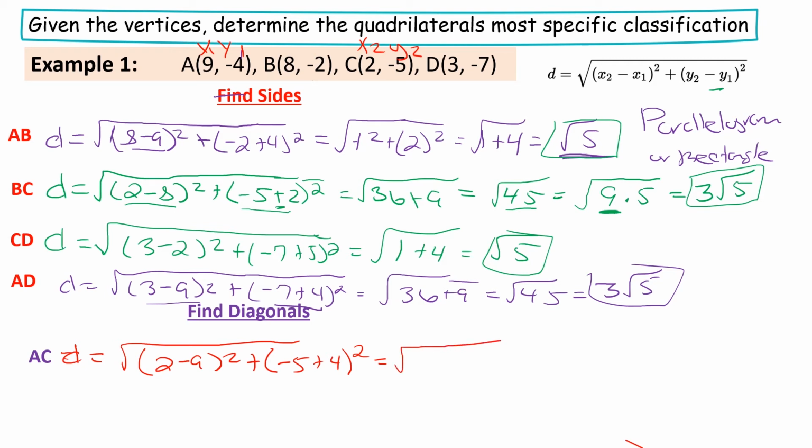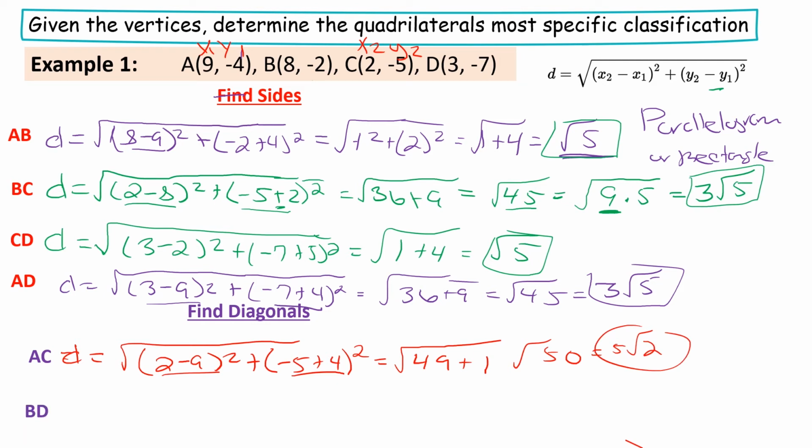So simplifying that, 2 minus 9 is negative 7. Negative 7 squared is 49. This would be 1. So plus 1, I get the square root of 50. And that leaves me with 5 square root of 2. I break it up into 25 and 2.